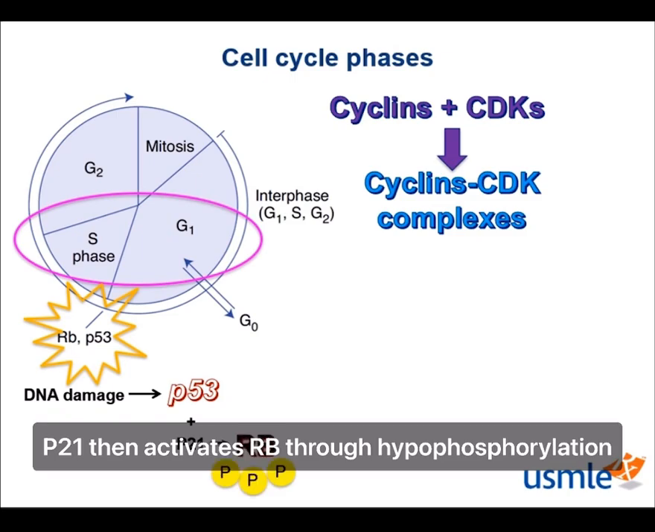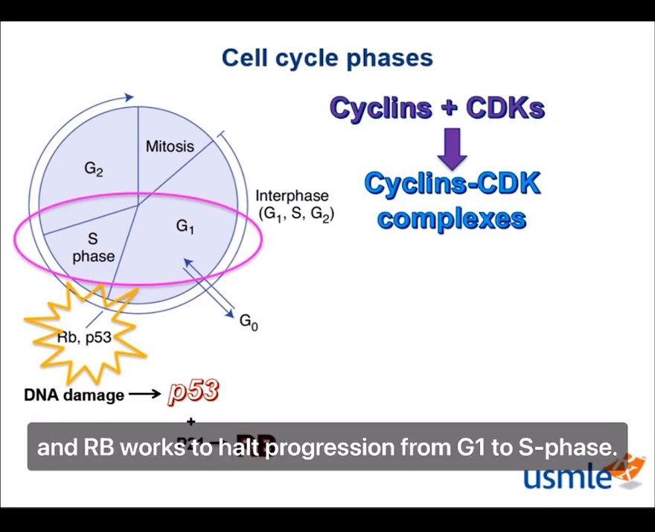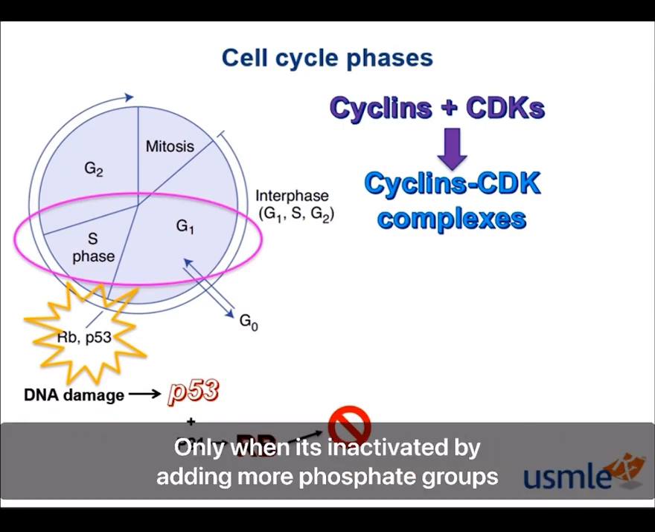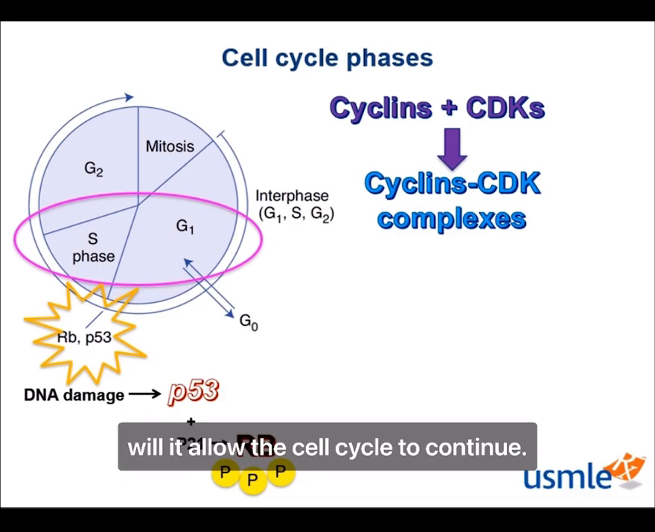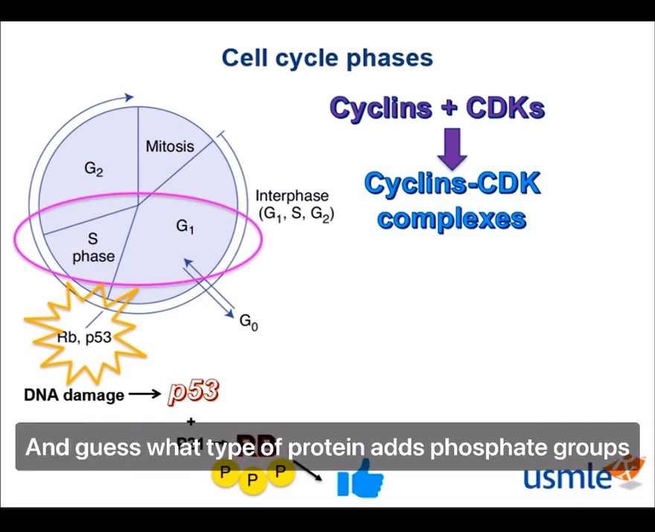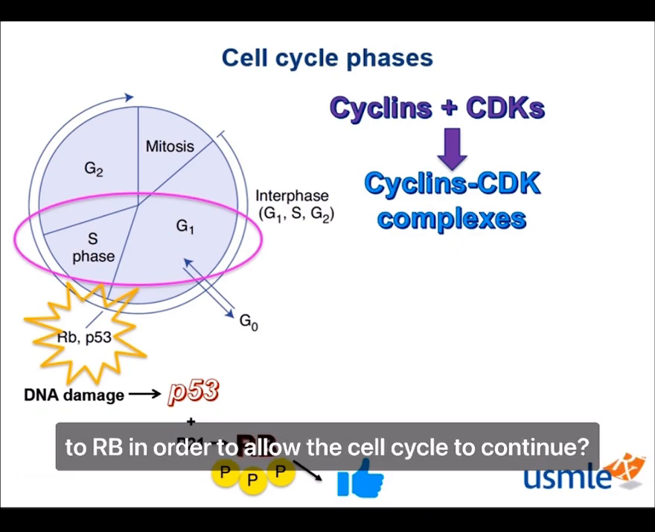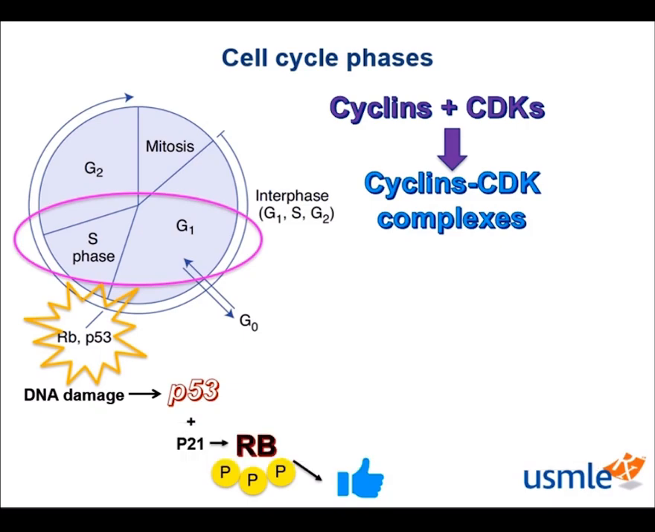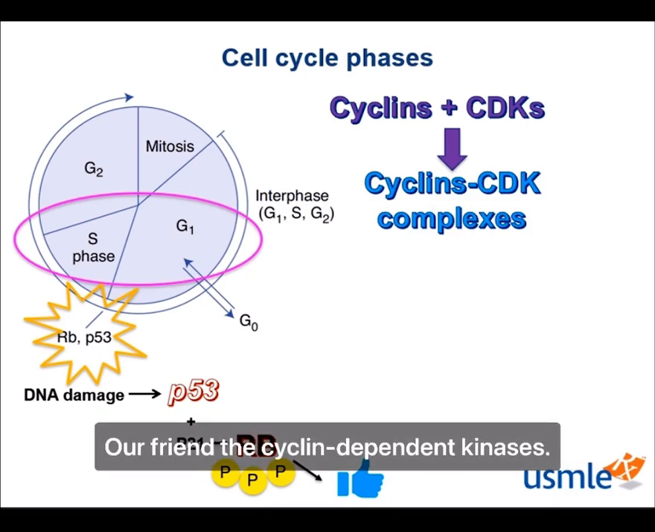P21 then activates RB through hypophosphorylation, and RB works to halt progression from G1 to S phase. Only when it's inactivated by adding more phosphate groups will it allow the cell cycle to continue. And guess what type of protein adds phosphate groups to RB in order to allow the cell cycle to continue? Our friend, the cyclin-dependent kinases.